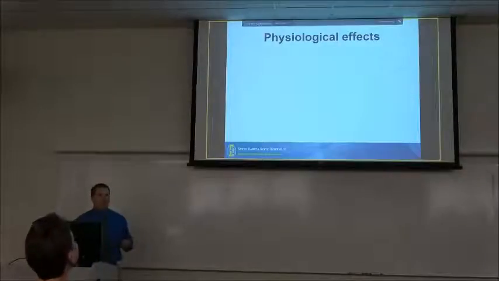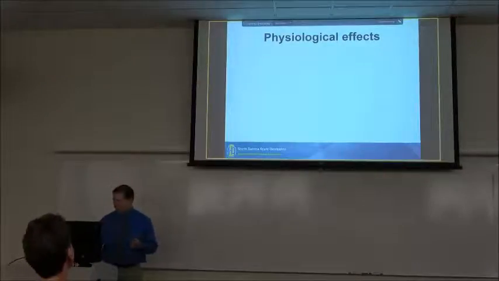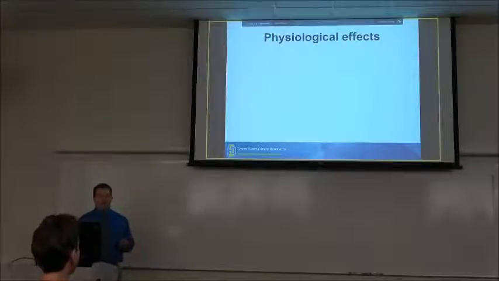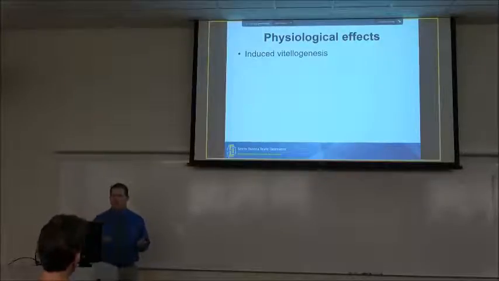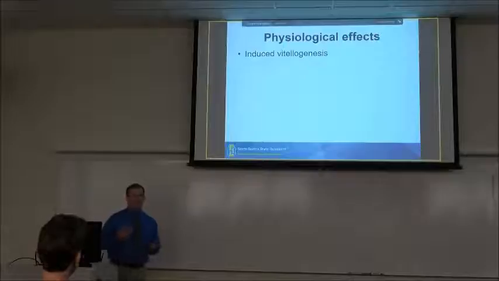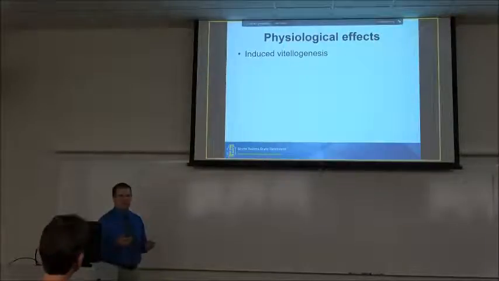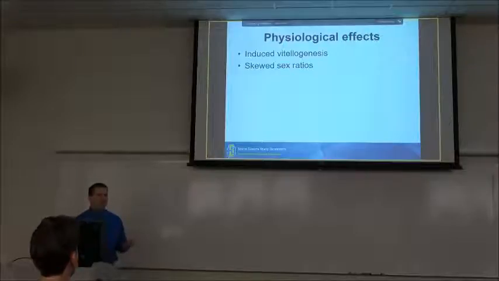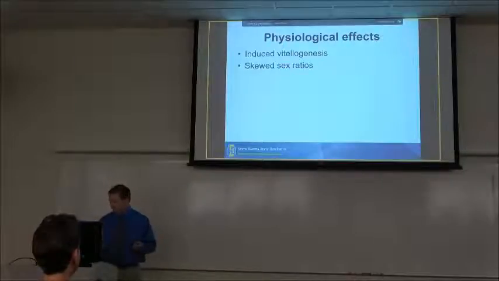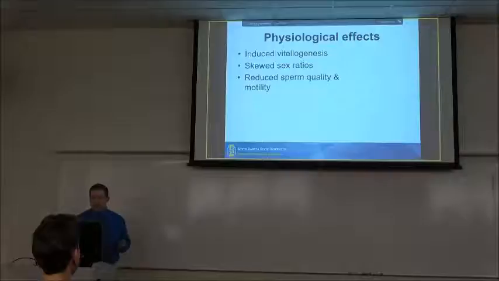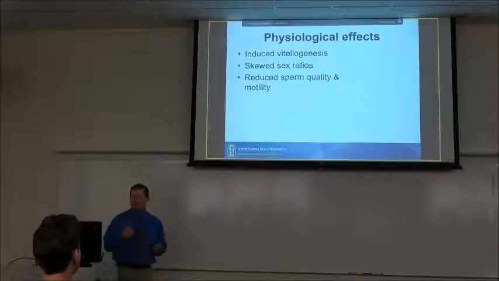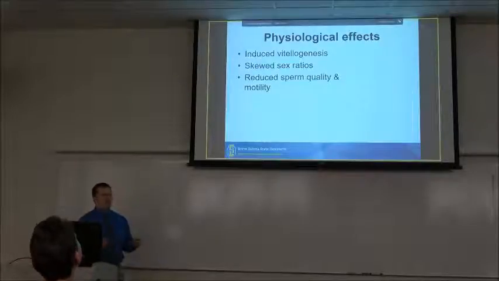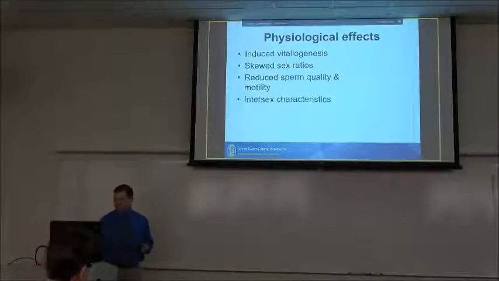As I mentioned, due to their similar structure, they produce estrogenic effects similar to those of estradiol. Some of these include being able to induce vitellogenesis in fish. They've also been seen to create skewed sex ratios when fed to a captive population. In vitro studies have shown that activated sperm in the presence of genistein can end up reducing the overall quality of motility, leading to a reduction in fertilization rates of fish.